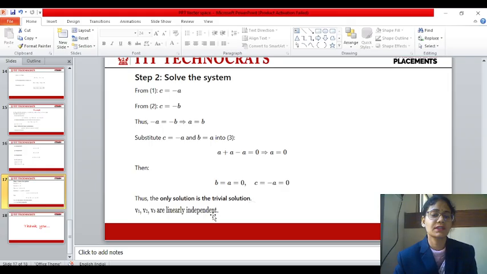So the simple condition is: if all of the scalars are 0, it will be independent. If any one of the scalars is non-zero, it will be a dependent set of vectors.